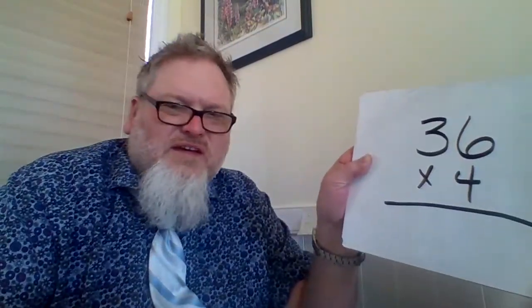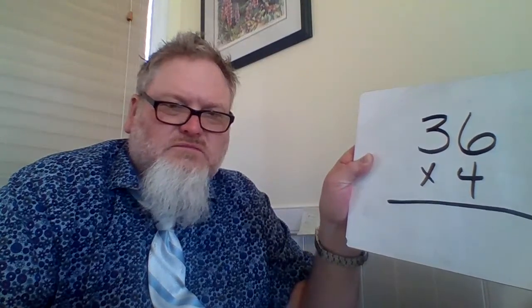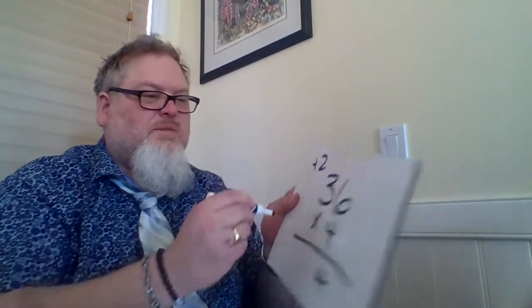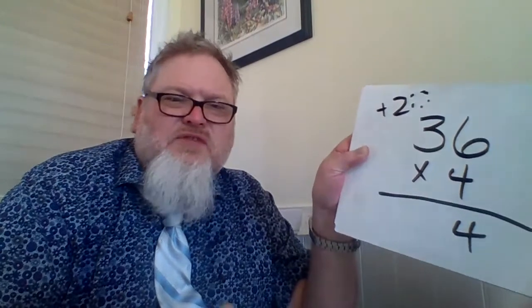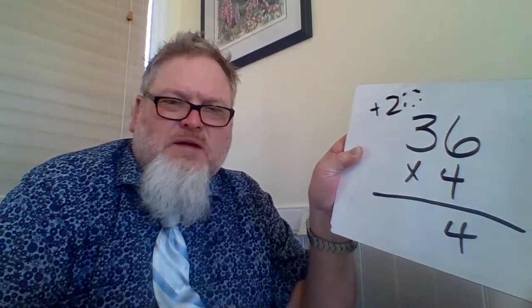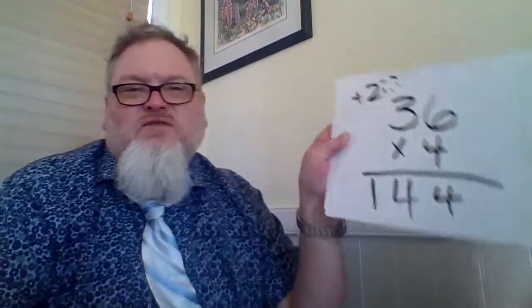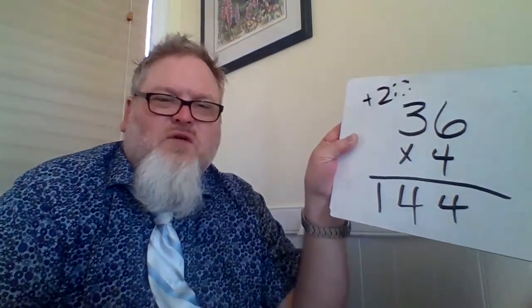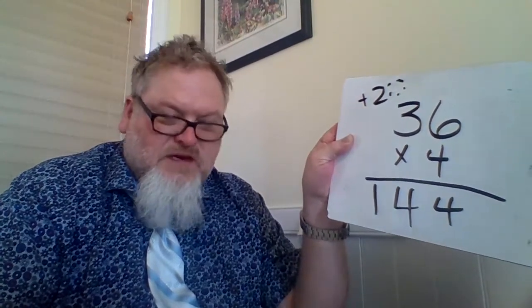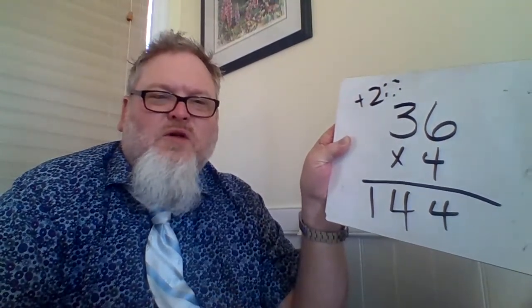4 times 6 is, yes, 24. Then regroup your 2 up here. 4 times 30, 120, plus 20, 140. So 144. 144 zucchini plants in the total of the rows.